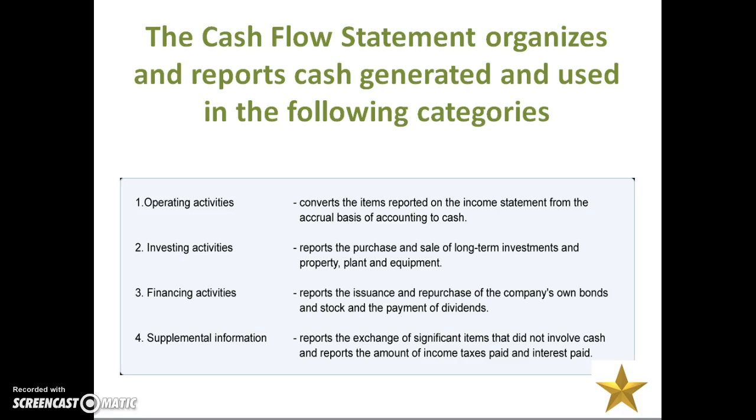And here's how the cash flow statement is organized. We have our operating activities, which is where we convert items reported on the income statement from accrual basis back into accounting for cash. The investing activities section is where it reports the purchase and sale of long-term investments in property, plant, and equipment. Then we have the financing activities section, which reports the issuance and repurchase of the company's own bonds and stocks and payable dividends. And finally, the supplemental information section, which reports the exchange of significant items that did not involve cash, but reports the amount of the income tax paid or the interest paid for that transaction or transactions.